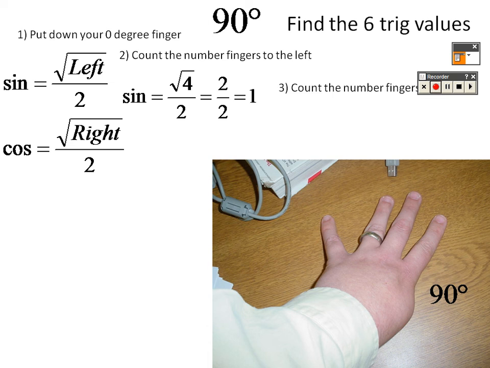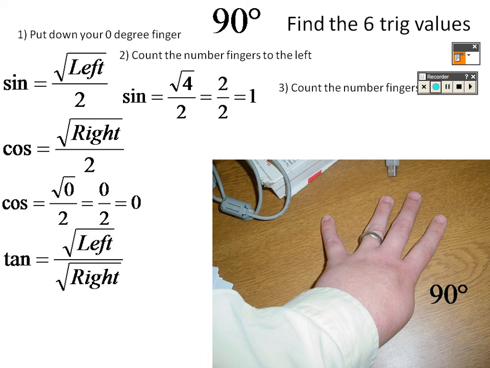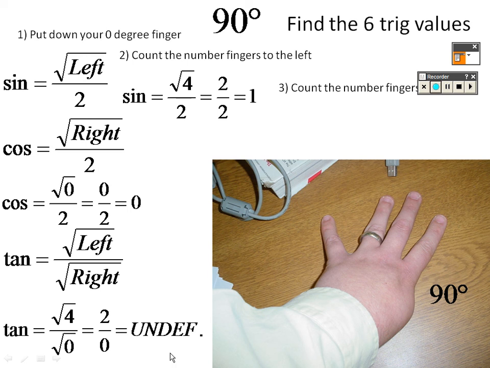How many fingers are to the right? None. So that's 0. Tangent is the square root of the left over the square root of the right, which is 2 over 0. So tangent is undefined. So sine is 1, cosine is 0, tangent is undefined.